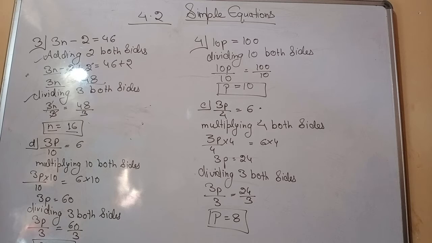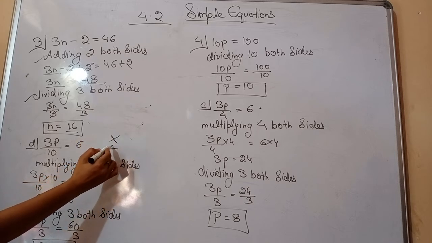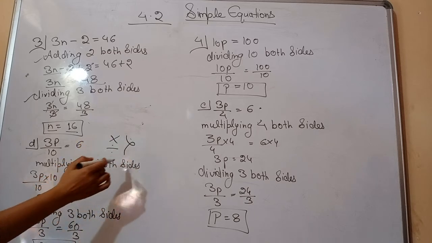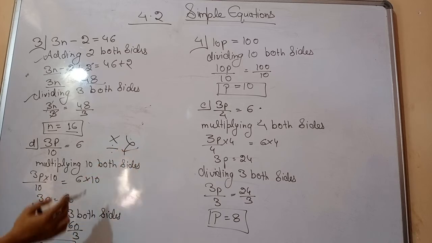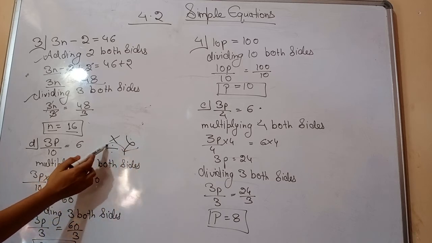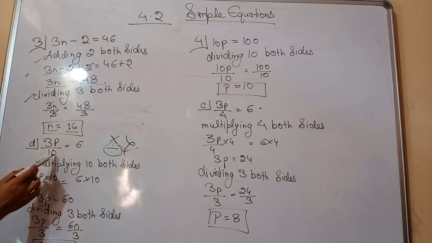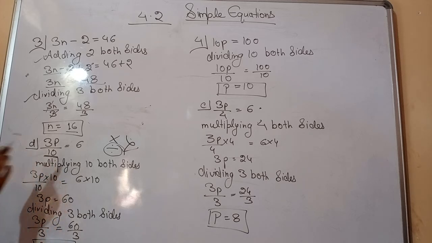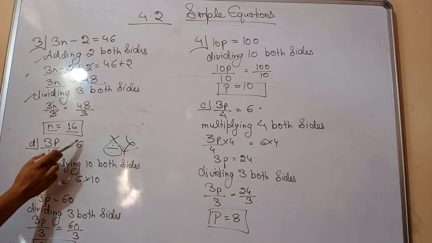Now option number D is also a different type of question. Here you can see with the variable one constant is in multiplication, another constant is in divide. So in this type of case where multiplication and divide both come together, you will give preference to divide first. The number which is in divide, you have to eliminate that number first. So which number is in divide? Number 10 is in divide. So what is the process for eliminating the number which is in divide? We just multiply that same number on both sides.